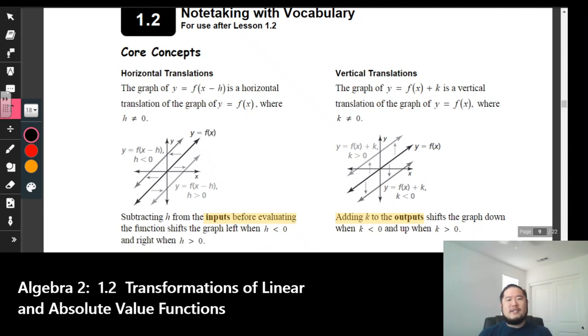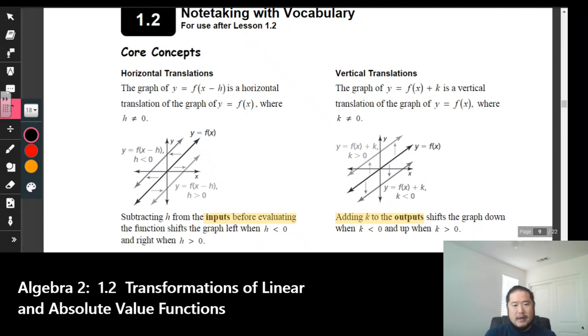All right, let's take a look at section 1.2, which is transformations of linear and absolute value functions. As we begin right here, we're going to start talking about horizontal and vertical translations. Now, we use specific variables to notate a horizontal translation.